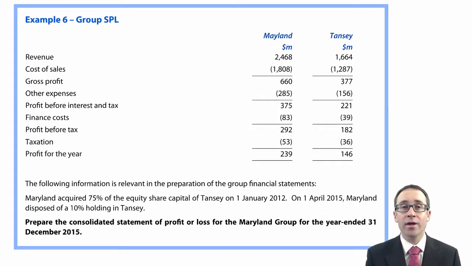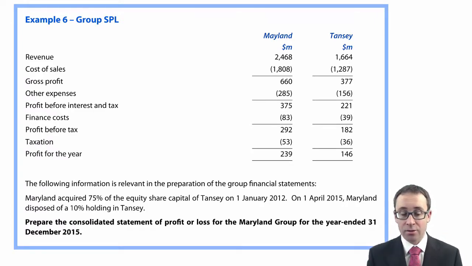Let's go through and have a look at an example. This example focuses on the statement of profit or loss. Like within the exam, you're not to know whether you have a step acquisition, a step disposal, or even both until you read the requirement and understand the specifics given to you within the question. So let's go through and have a look at it, shall we?